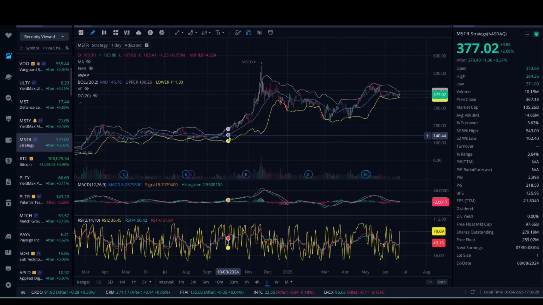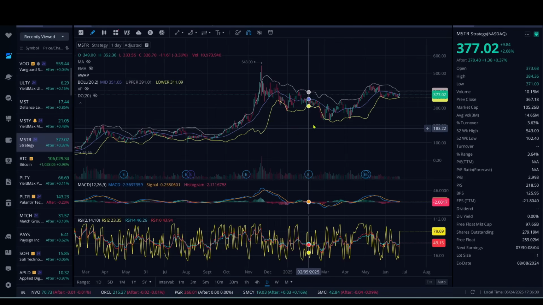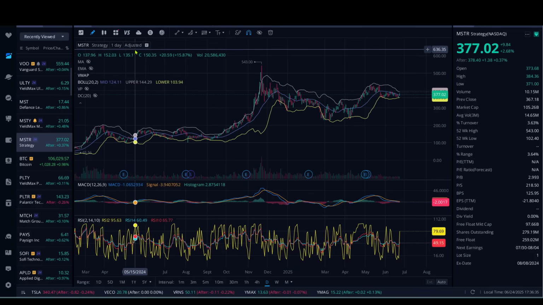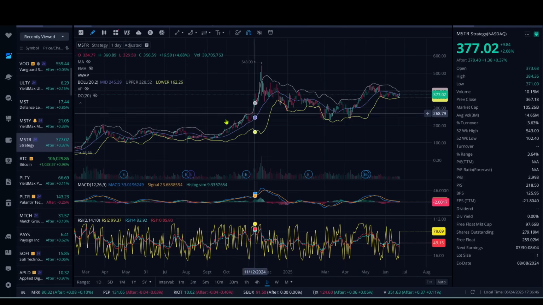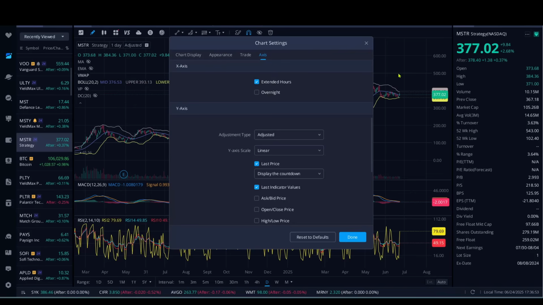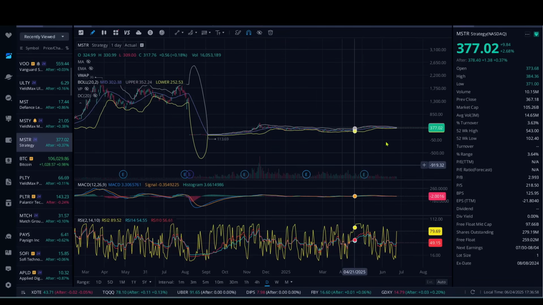All right, we're zoomed out, but now what I'm going to do is flip it back from adjusted. I'm going to flip it back to the actual, so we can get the actual candle moves, which would be the actual price moves, right? Instead of the momentum move. So we'll just flip this chart right on back to actual. Boom. And here we go.